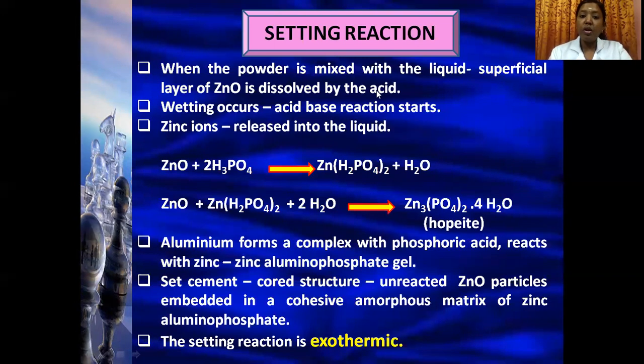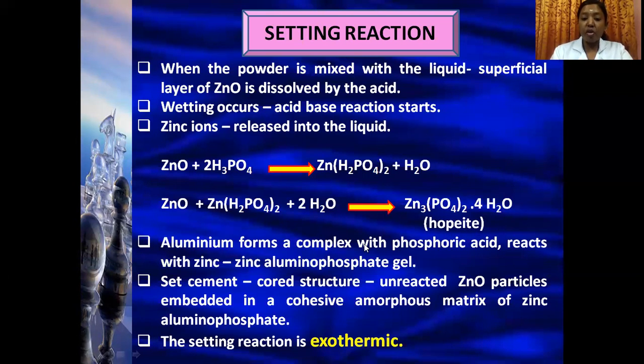The setting reaction, if you see for zinc phosphate, so this is a very important short-note question from the exam point of view. So first, when the powder is mixed with the liquid, the superficial layer of the zinc oxide is dissolved by the acid, and the wetting starts, the acid-base reaction starts. So now the zinc ions are released into the liquid. So if you see zinc oxide combined with your phosphoric acid, it gives you a byproduct along with water. Now zinc oxide further combines with this byproduct along with water. It results in the formation of your zinc aluminum phosphate gel, which is a hopeite crystal structure.